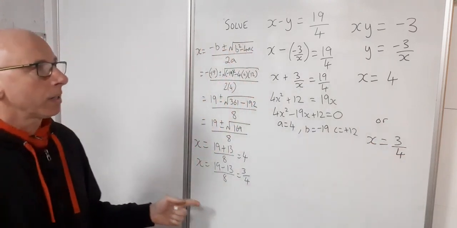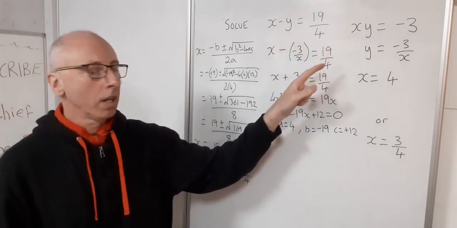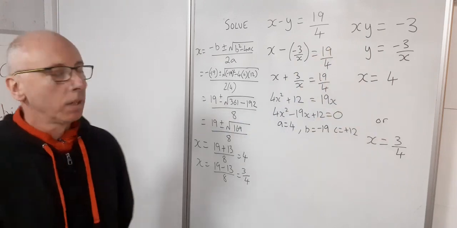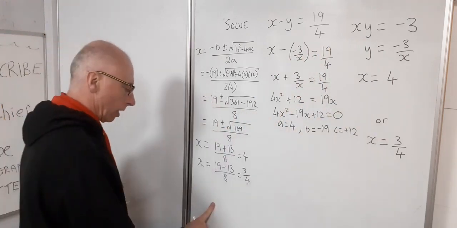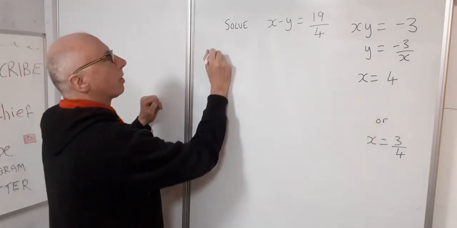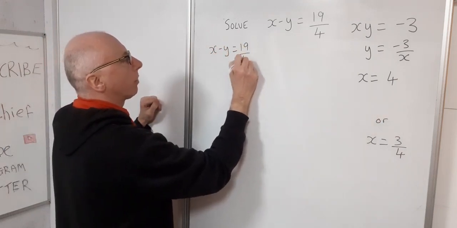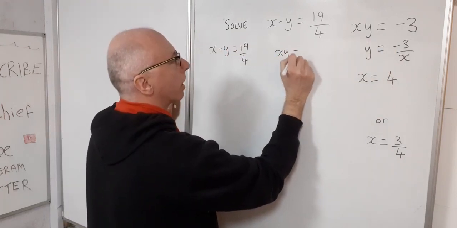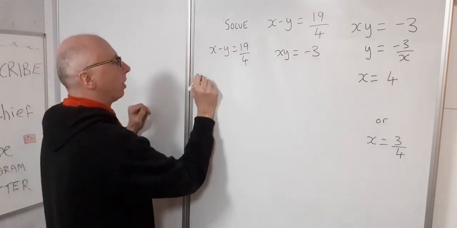So now what I can do is substitute my value for x into these equations and then find my values for y corresponding to each different value. So let's take this off the board and then work on that. Okay, let's work on x equals 4. So let's work on this one first. x minus y equals 19 over 4. And then we can check it with this one here. xy equals minus 3.